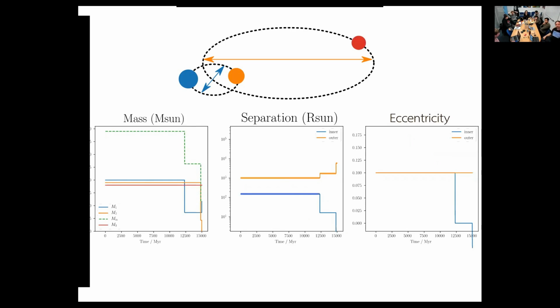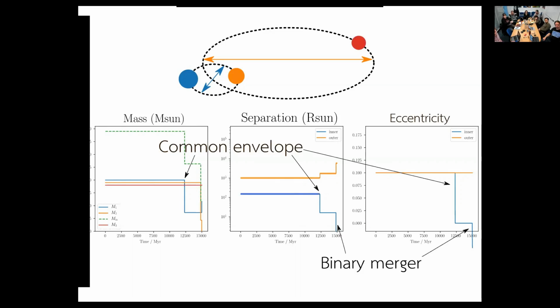as the stars evolve, initially the blue one evolves first because it's the most massive. You get a common envelope event, which is captured accurately. You see that the triple orbit widens in this case due to the mass loss. And then you get a binary merger as the middle star evolves as well. And then the eccentricity goes negative, which is just how binary C represents a merger.